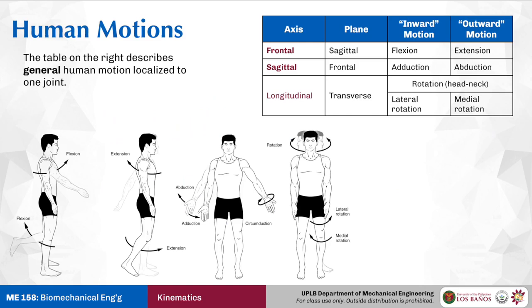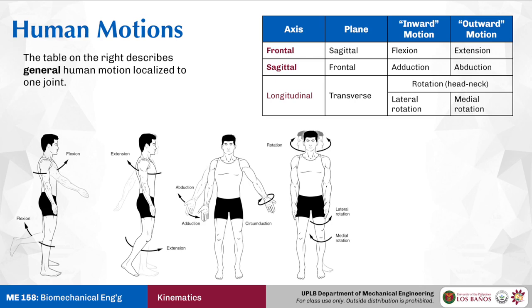All right. Now for human motions, because the conventions are putting precedence on the planes, the definitions of certain human motions are actually linked to them. So if you see here in our human motions table, we have a column for the axis, which is what we're used to, and the plane, which is where the motion is usually defined.